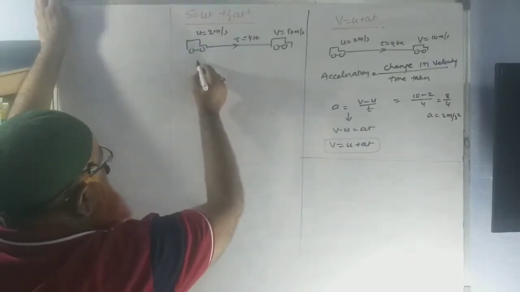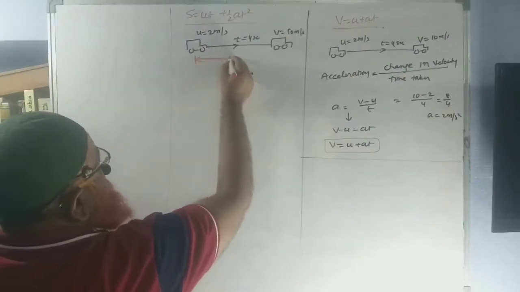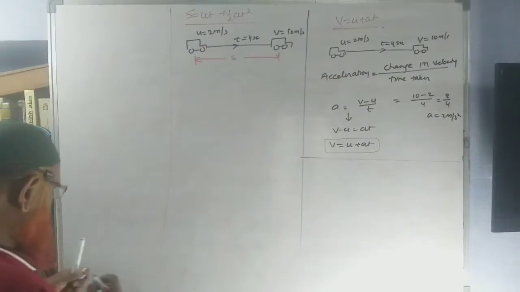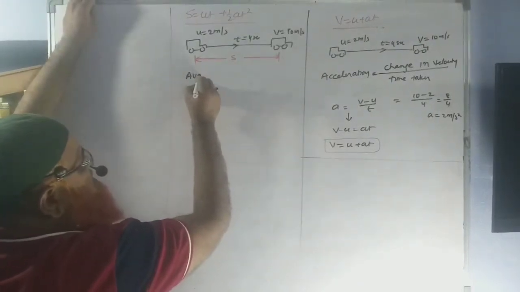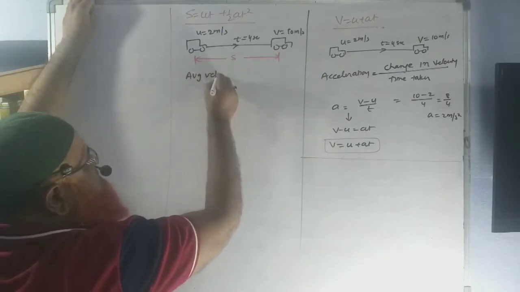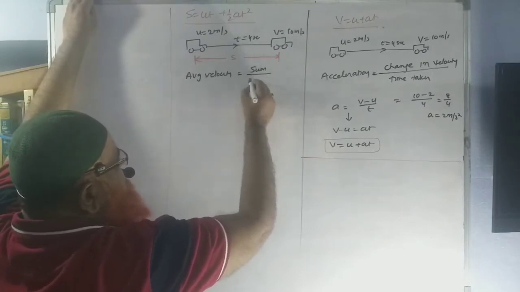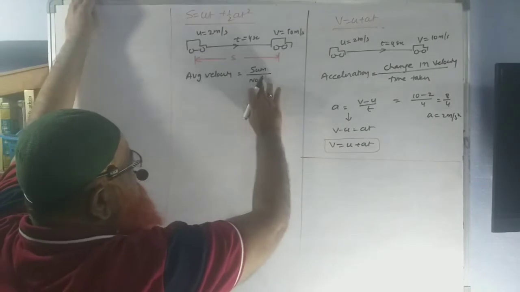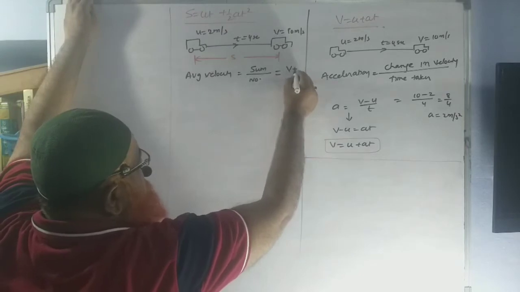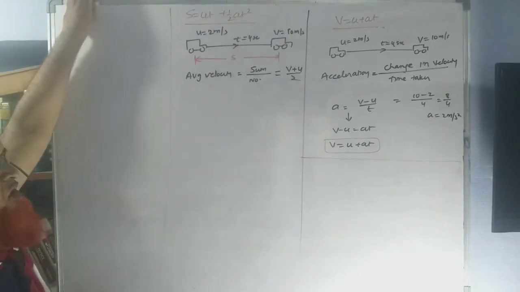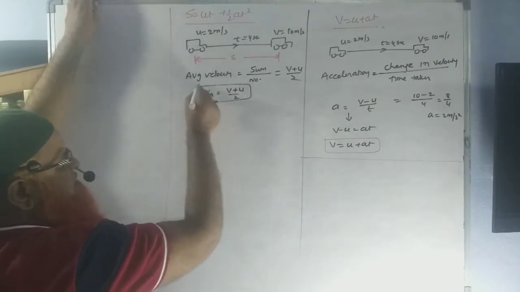Now let us find out the distance traveled by this car or whatever it may be. Let us imagine this is going to be the distance traveled here. So what you have to find out first is the average velocity. How are you going to find the average velocity? Average velocity is nothing but sum by number, you can say. So sum of the velocities by number of velocities. Sum of the velocities means v plus u by 2 is called the average velocity. So I can write now here v plus u by 2. This is going to be the average velocity here.